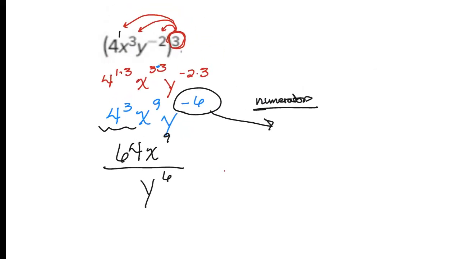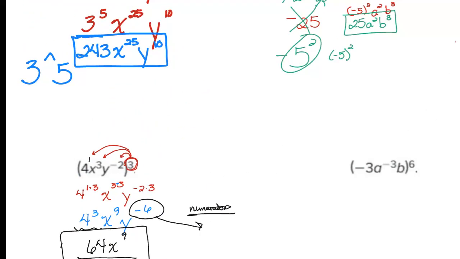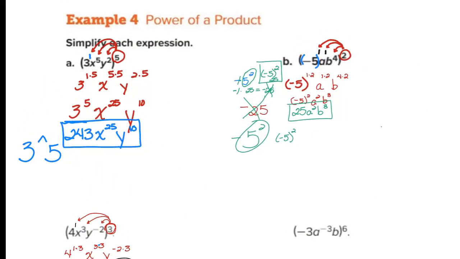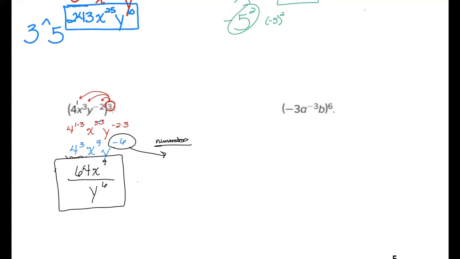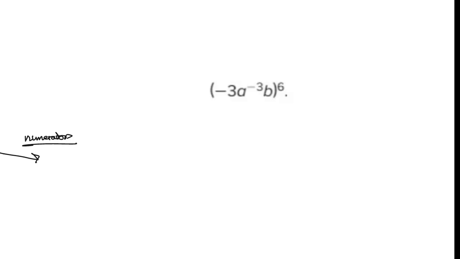The other one wasn't a fraction, though. Which one? Part A. No, but we don't have anything. That's all in the numerator. There's no negative exponents. Only if it's a negative exponent. Right, Darren? Okay. All right, let's go to the last example.